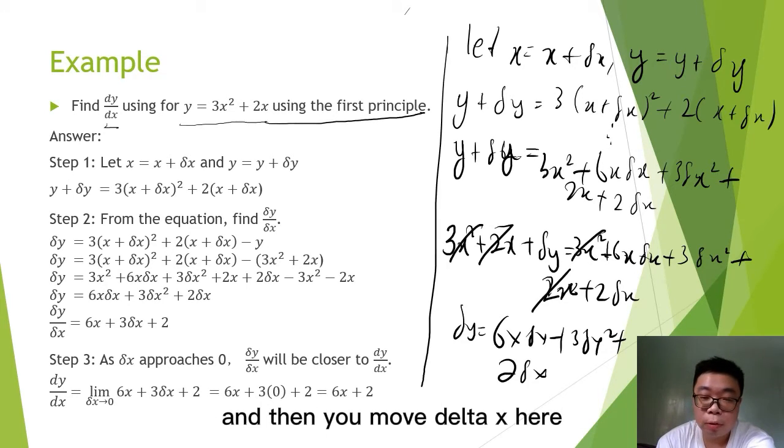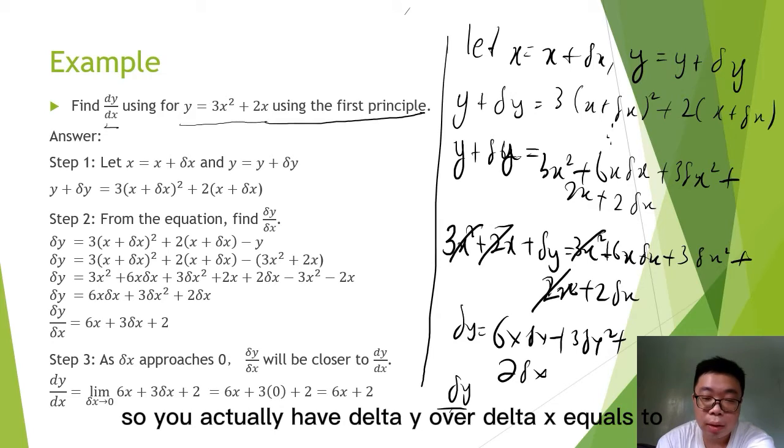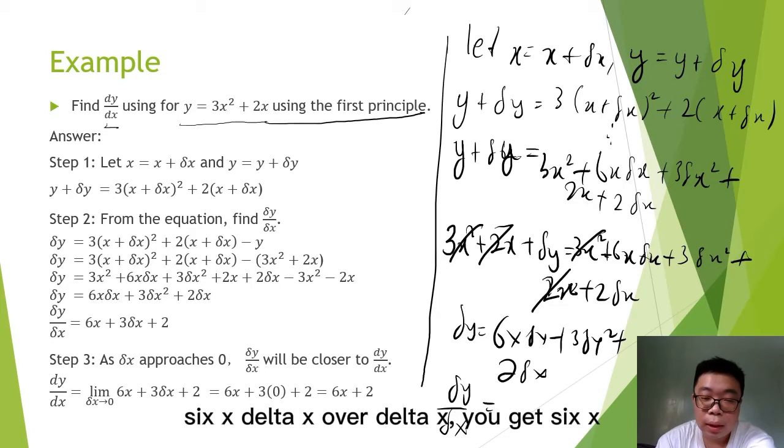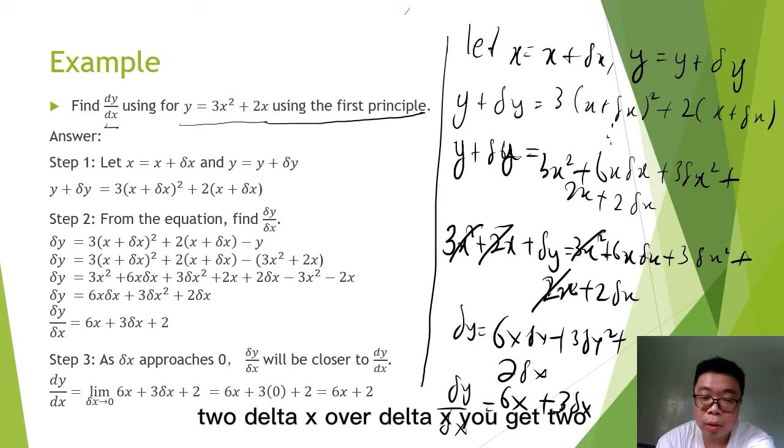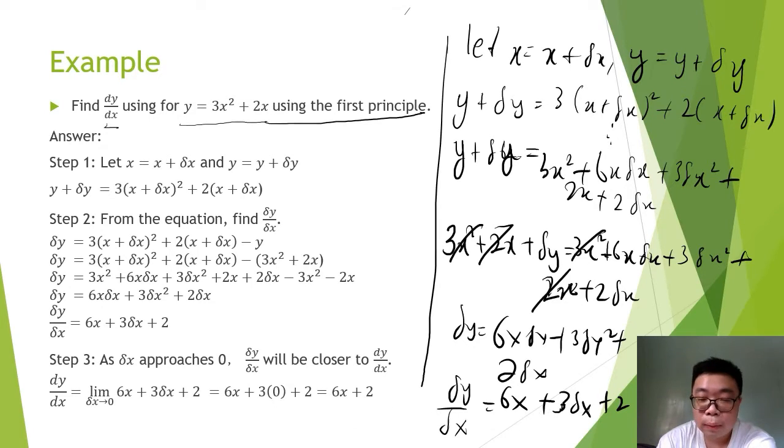Okay, and then you move delta x here. So you actually have delta y over delta x equal to 6x delta x over delta x, you get 6x. 3 delta x squared over delta x, you get 3 delta x. 2 delta x over delta x, you get 2. So you get until this step.